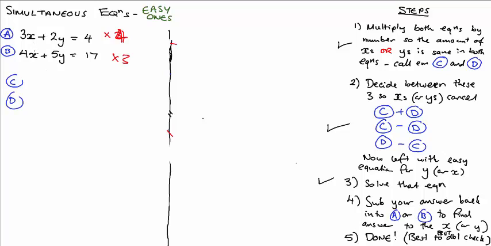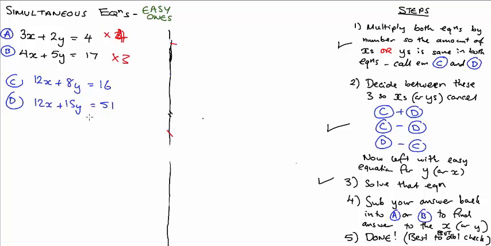So if I multiply this side by 4, I'll get 12x plus 8y equals 16. If I multiply this by 3, I'll get 12x plus 15y. It's 15y, right? 17 times 3 is 51. I should know that off the top of my head. Shame on me. Alright? But yeah, there you go.